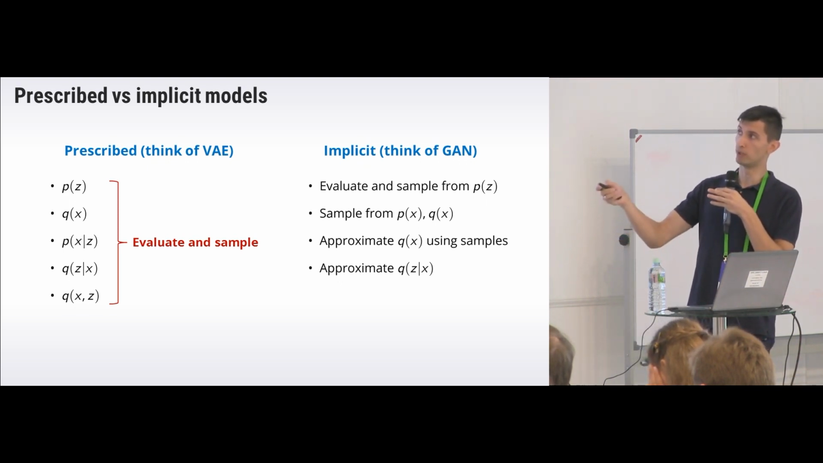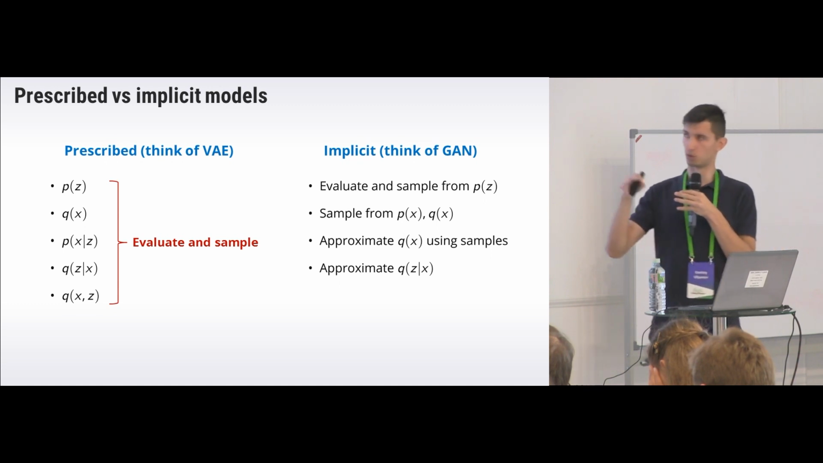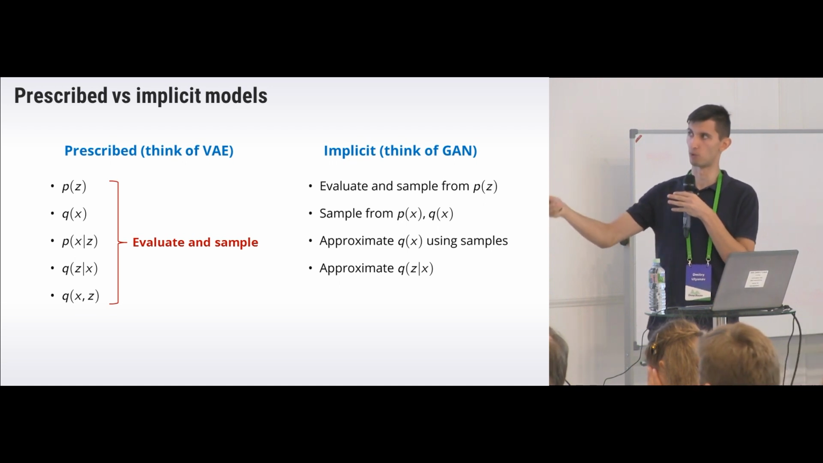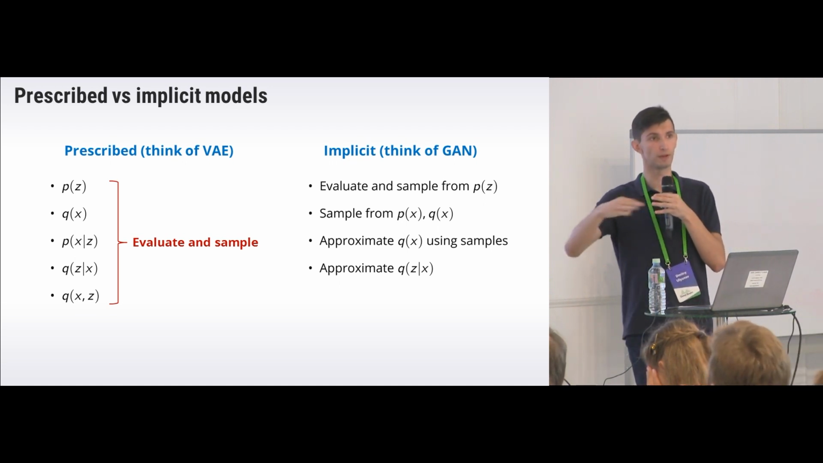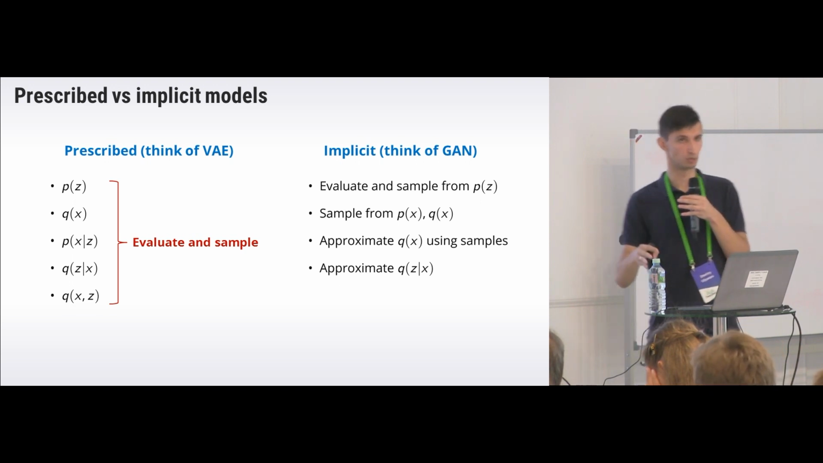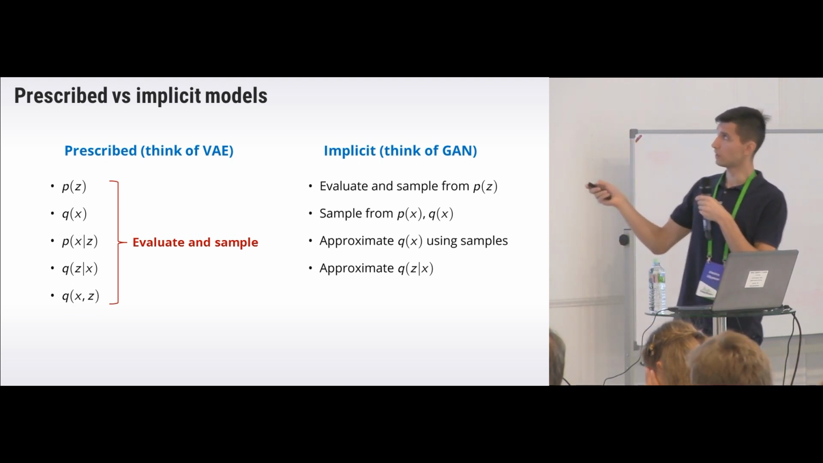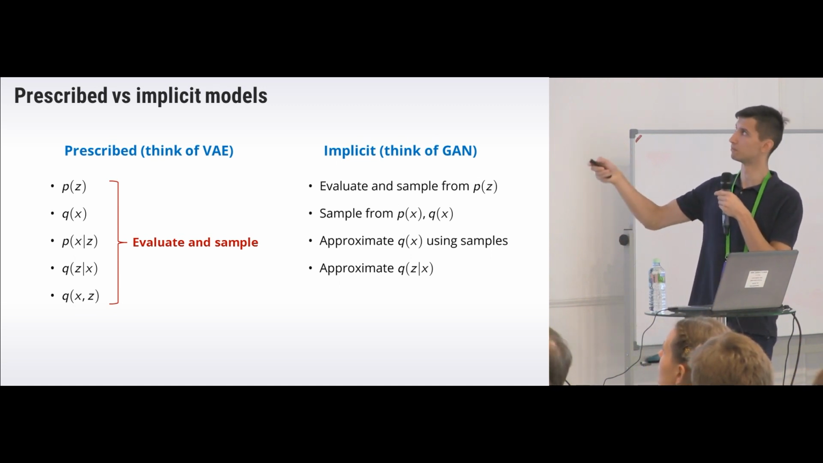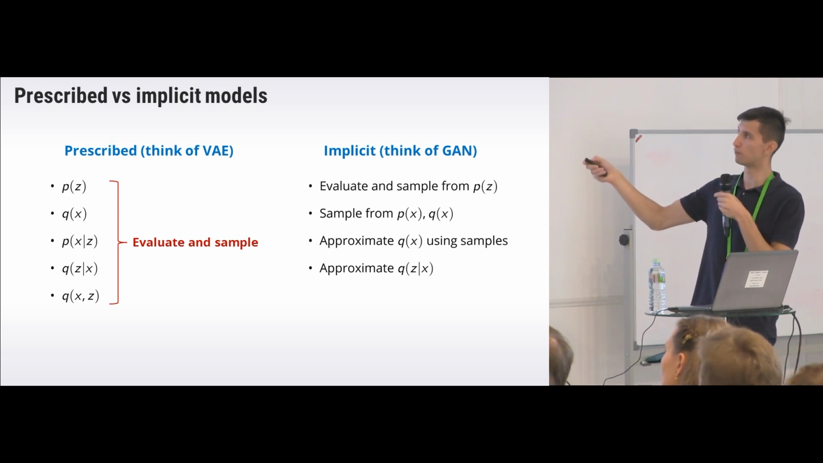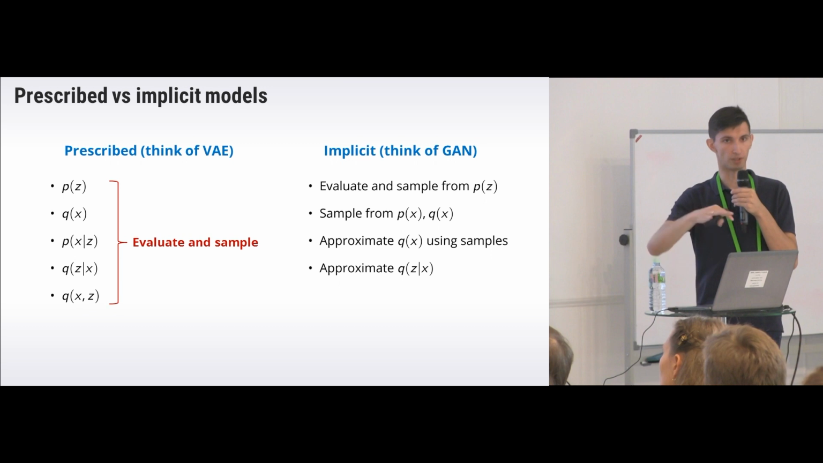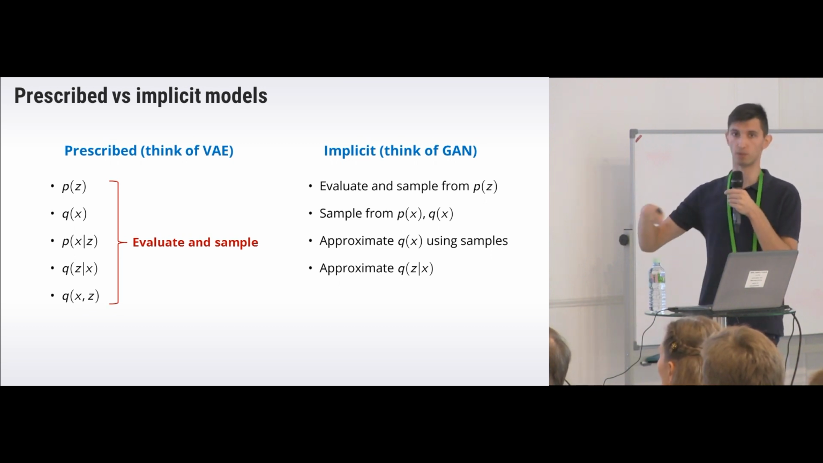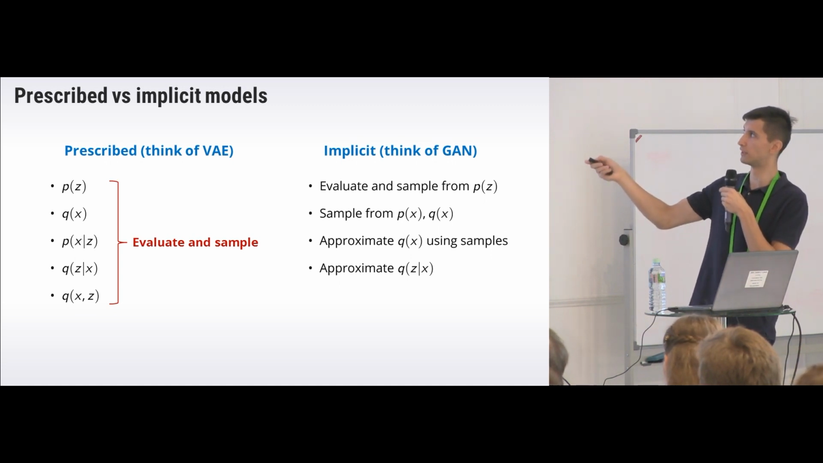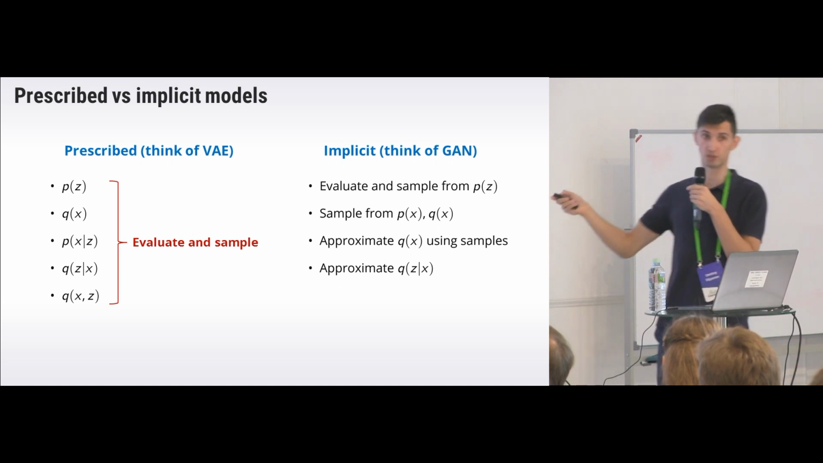In VAE, we can evaluate and sample the prior, then we approximate the distribution P of X, our approximated posterior, and so on. So we define them explicitly, and that is why we can do a lot of things with them. In implicit models, we can sample and evaluate the prior. From P of X, the true distribution, we can sample using our data set. From Q of X, we can sample using the generator, and basically that's it. Then it's really hard to approximate the density Q of X, and it's really hard to approximate the posterior.